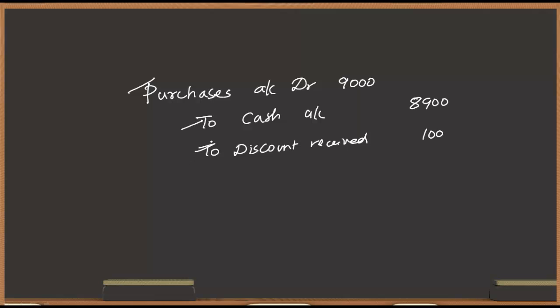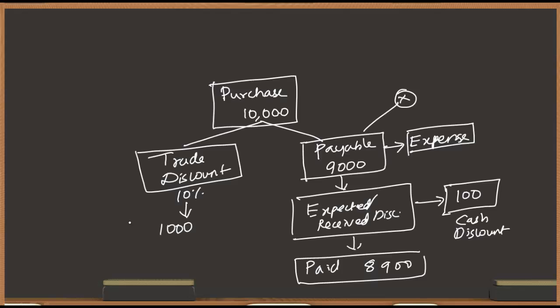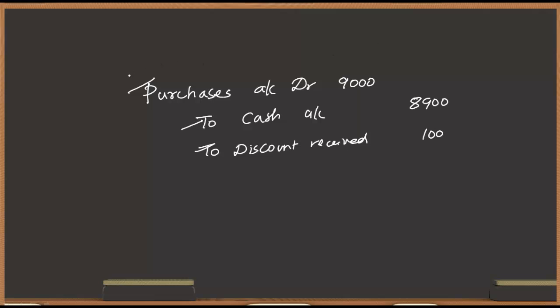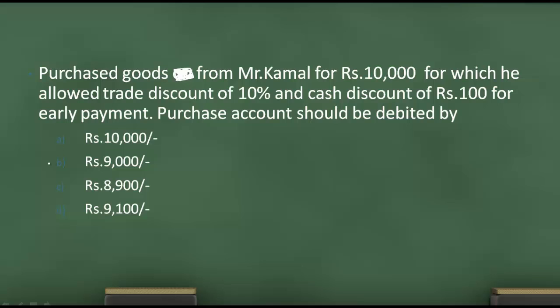Now let's go back to the question. What is the question? Purchase account should be debited by how much? Is it by 10,000 or 9,000 or 8,900 or 9,100? And what we have done, we have debited the purchase account by 9,000. So the answer should be B, 9,000.